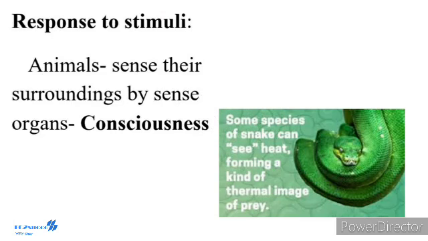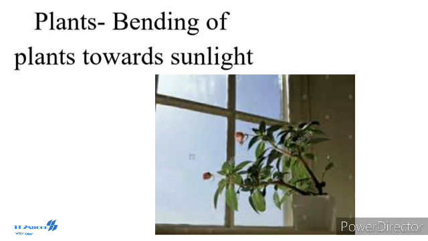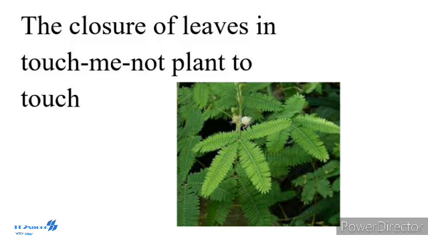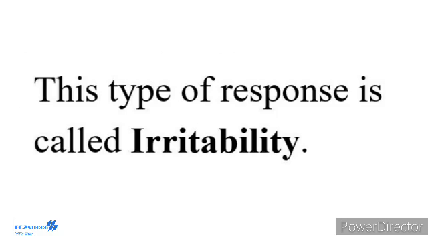Respond to stimuli. All organisms are capable of sensing their environment and responding to various physical, chemical, and biological stimuli. Animals sense their surroundings by sense organs. This is called consciousness. Plants also respond to stimuli. Bending of plants towards sunlight and the closure of leaves in the touch-me-not plant on touch are some examples of response to stimuli in plants. This type of response is called irritability.